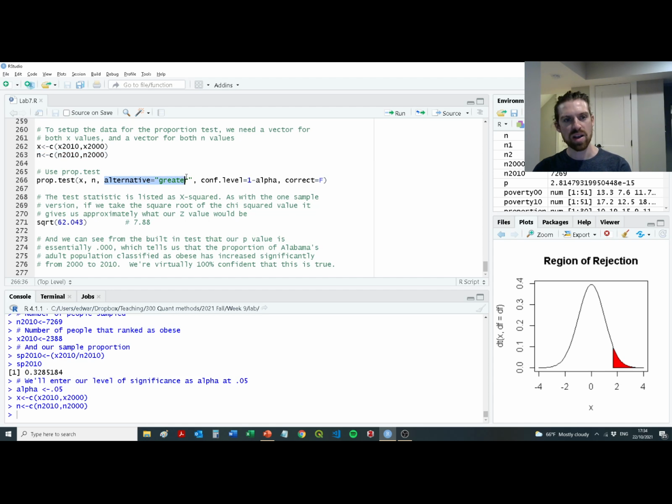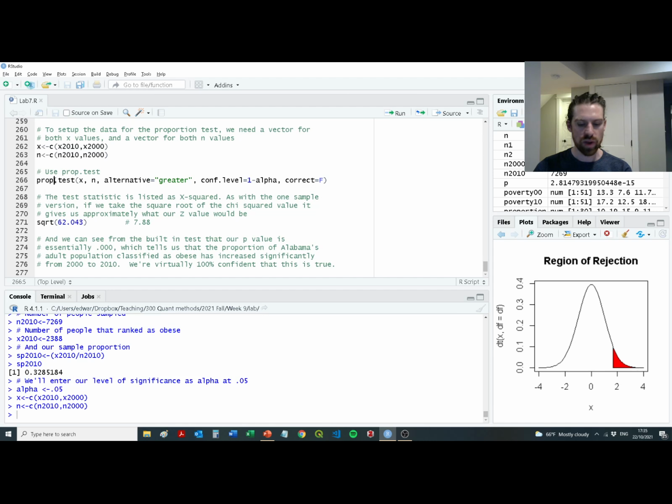We're specifying exactly what we mean in terms of the alternative hypothesis. Obviously, we think that the proportion of the population has got more obese, and therefore that the effect is going to be larger between the two samples, so it's a one-tailed directional test. Then we enter the confidence level, which is 95%, or 1 minus the alpha.